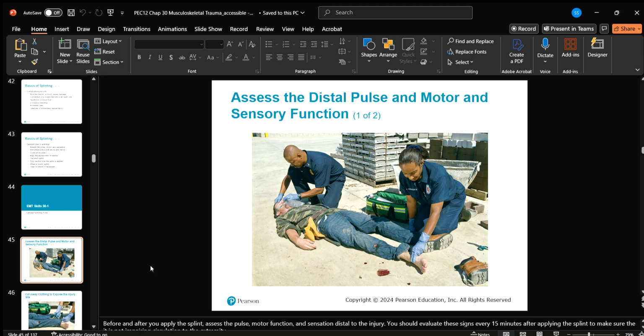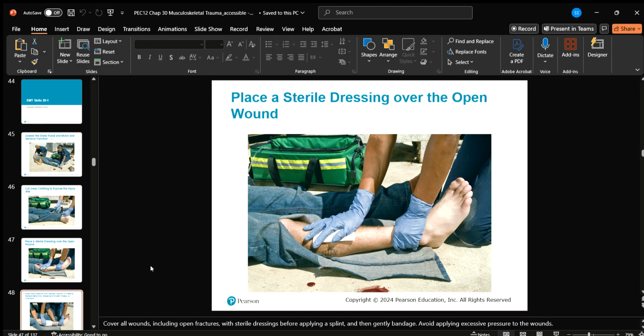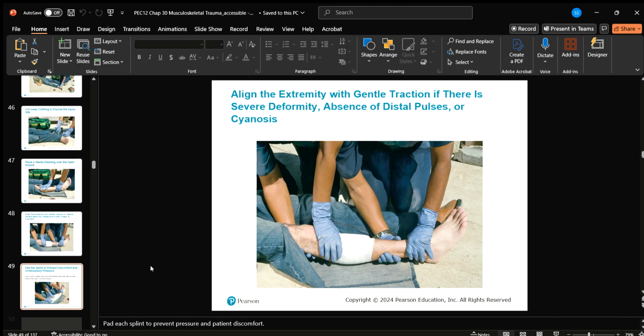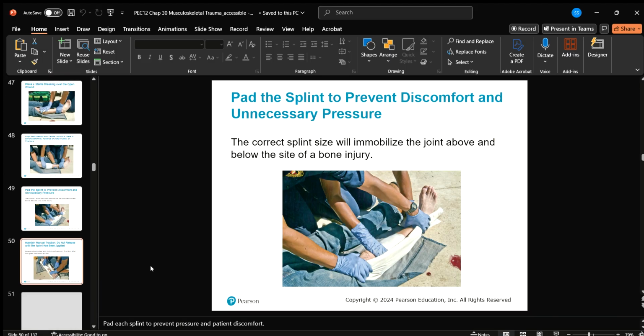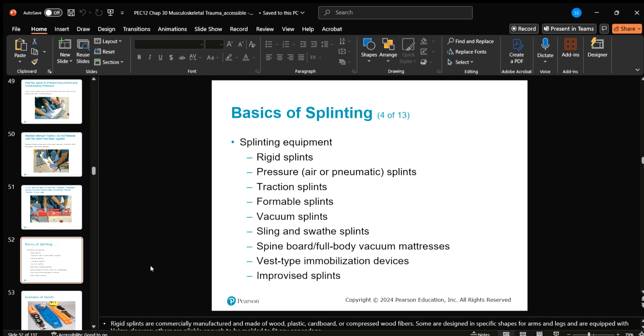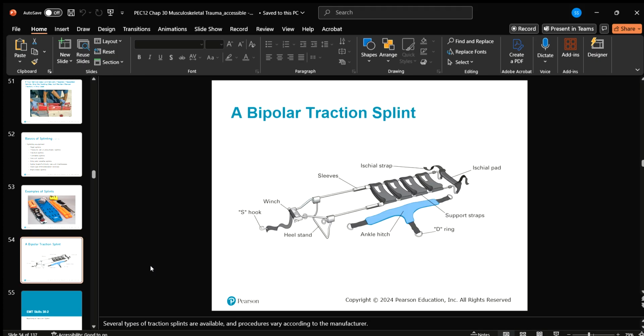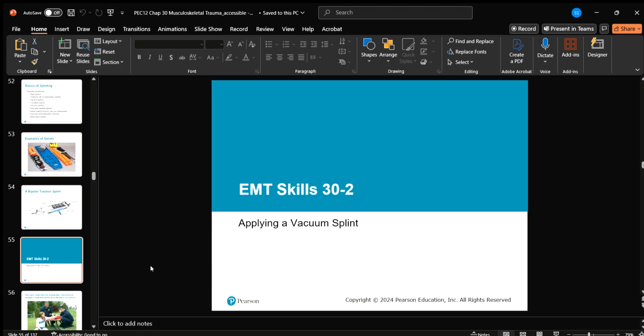You're going to assess PMS, cut away the clothing, expose the injury, apply a sterile dressing, wrap the wound or pad as necessary, and splint, maintaining traction if necessary. Here are a couple different types of splinting. We're not going to go too deep into this. Examples of splints: here we see the traction splint.